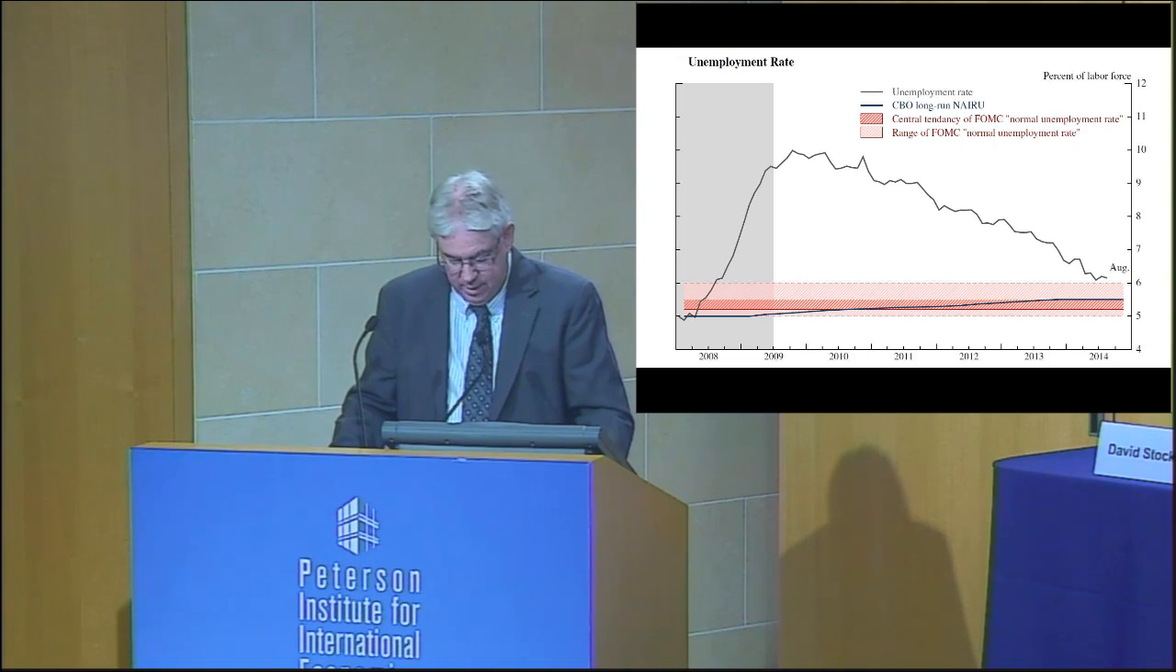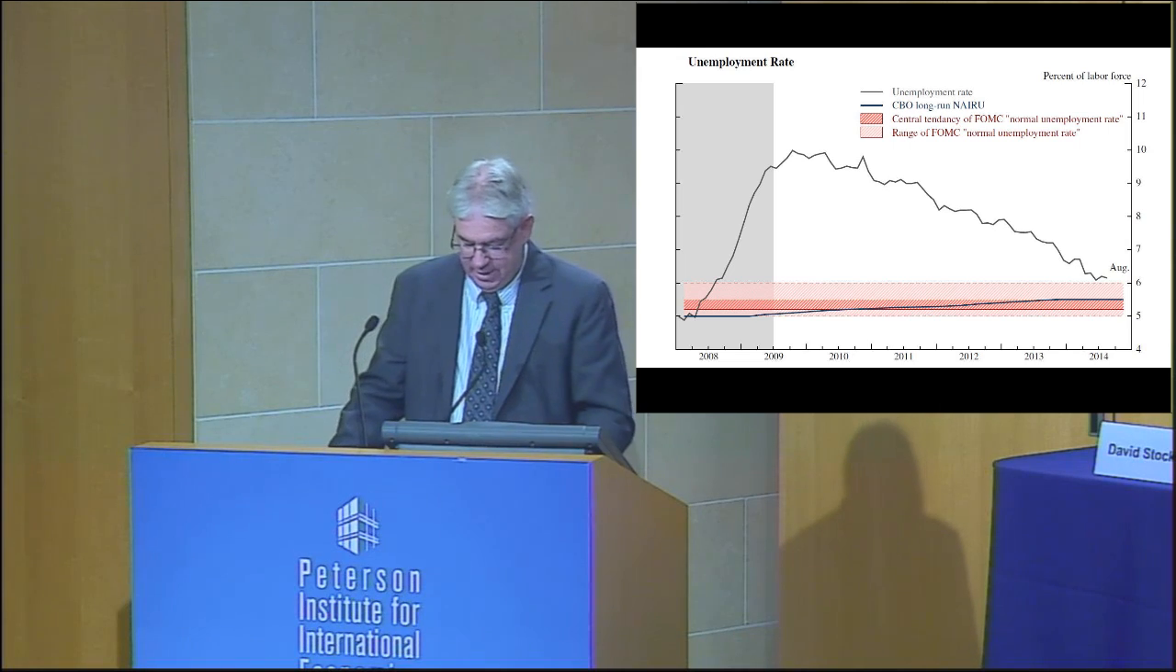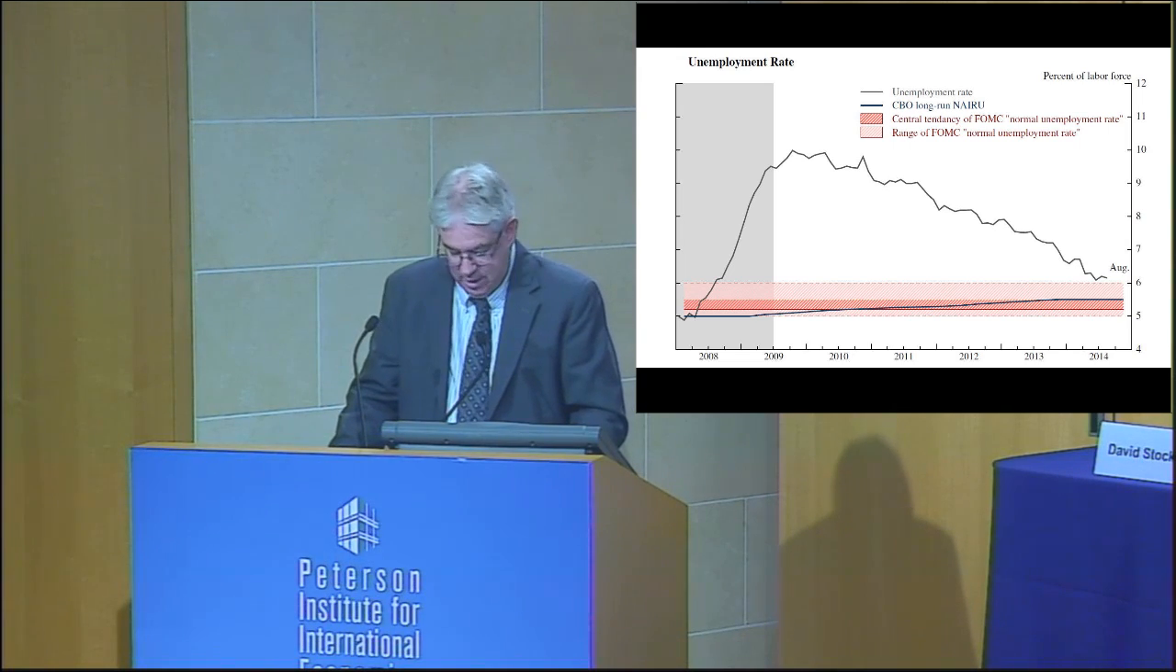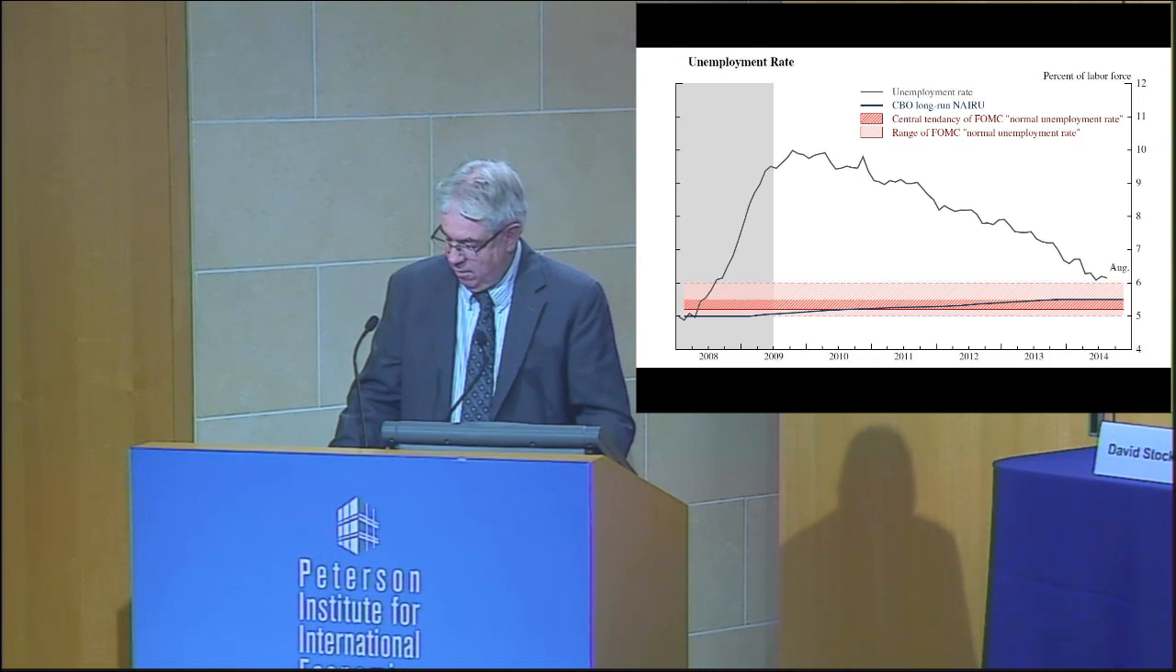But with that in mind, this first exhibit plots the unemployment rate against alternative measures of the normal rate of unemployment. And I've included on here the CBO's long-run natural rate that Wendy talked about, and the central tendency and range of the longer-run normal rate of unemployment in the FOMC's latest survey of economic projections. Now, I can't tell you how each of the FOMC participants comes up with their long-run normal rate of unemployment, but you can see that there's a variety of views around the system here, with the range of normal unemployment rate estimates from 5 to 6%.